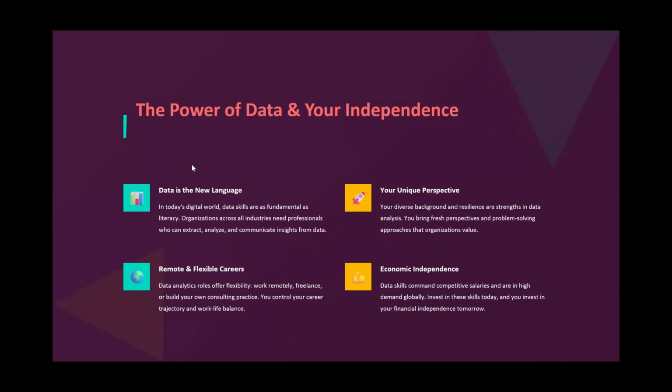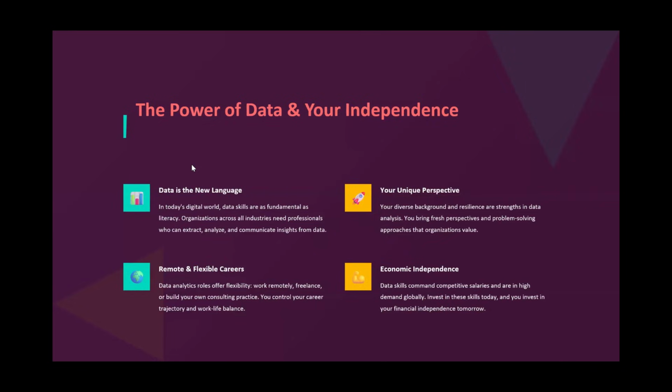Data helps us. Companies need people who can help them make sense of data, understand the data, and make informed decisions with it. Irrespective of the company, everybody needs data, and that's why we are here. That means data skills are highly transferable.